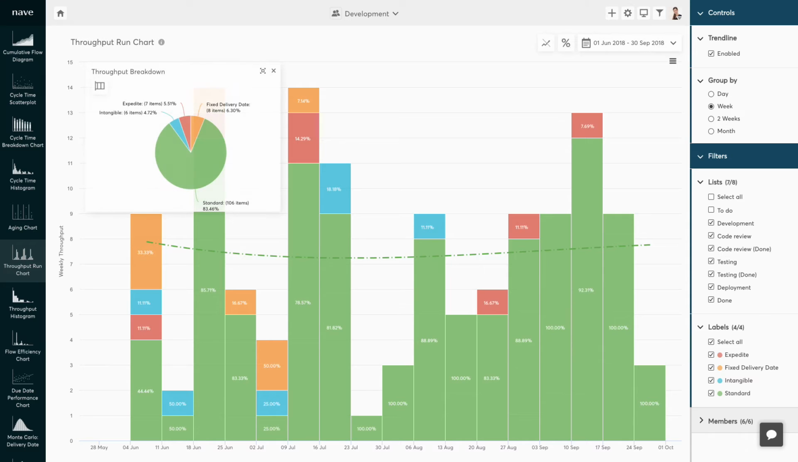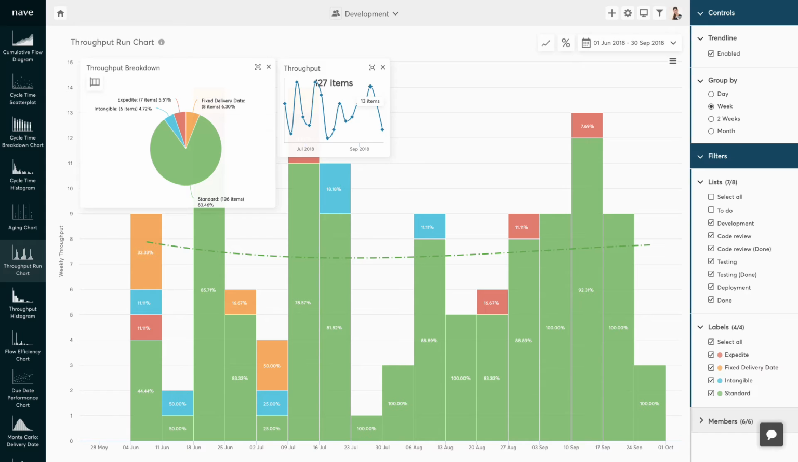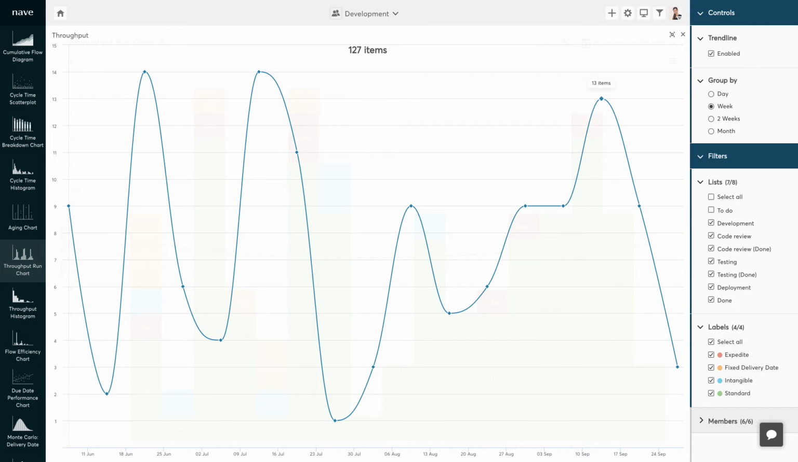And the throughput breakdown widget above the graph helps you evaluate what type of requests are demanding most of the time. Each colored section displays the type of your work and what percentage of the total completed work it represents. The throughput breakdown widget is especially effective when you want to emphasize the high volume of expedite requests you are handling. The throughput widget on the right shows how much work has been delivered within the selected time frame in total, 127 items in 3 months in this specific example.